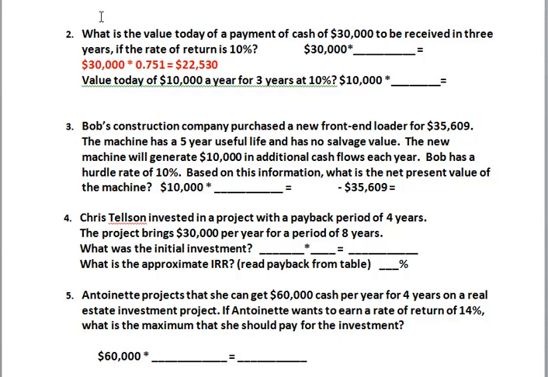The second part of the question says, what's the value today of $10,000 a year for 3 years? So what's changing here is that you are receiving $10,000 every year for 3 years. So that means that this is an annuity. So you want to use the annuity table. Your timeline is 3. Desired rate of return is 10%. So your present value factor is 2.487. So when you multiply that out, it's $24,870.